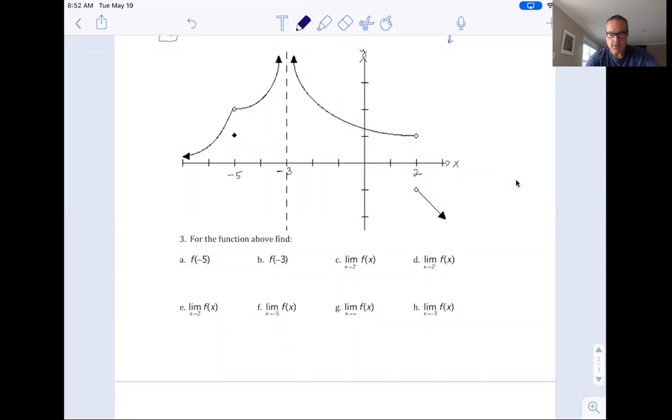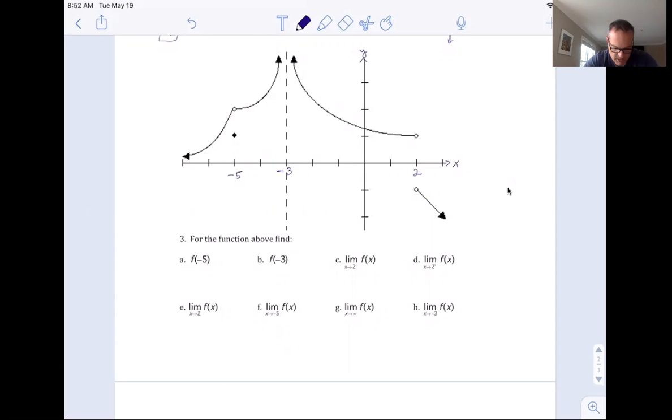Hey gang, we're in the third video of this limit theorem problem set. And we're on the second page of the PDF, or on the back page if you printed it out back to back. And we're looking at problem number 3, which has to do with this really goofy-looking function. All you have is this graph of a function. So we'll work through A through H.